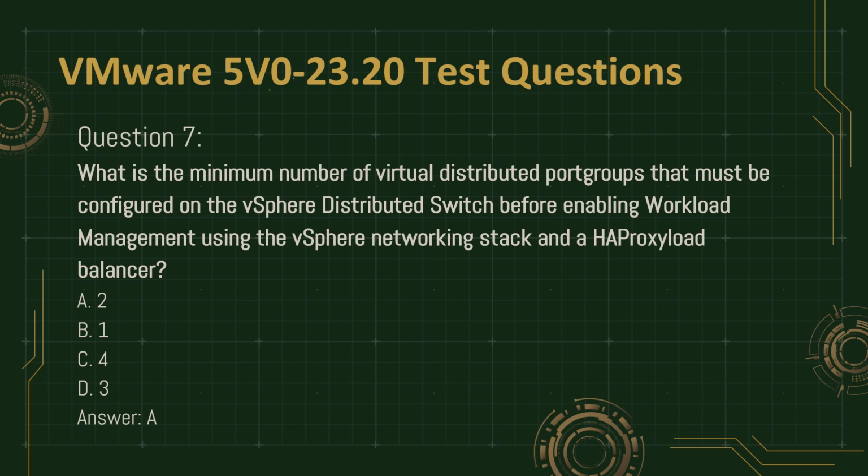Question 7. What is the minimum number of virtual distributed port groups that must be configured on the vSphere distributed switch before enabling workload management using the vSphere networking stack and a HAProxy load balancer? A. 2. B. 1. C. 4. D. 3. Answer. A.